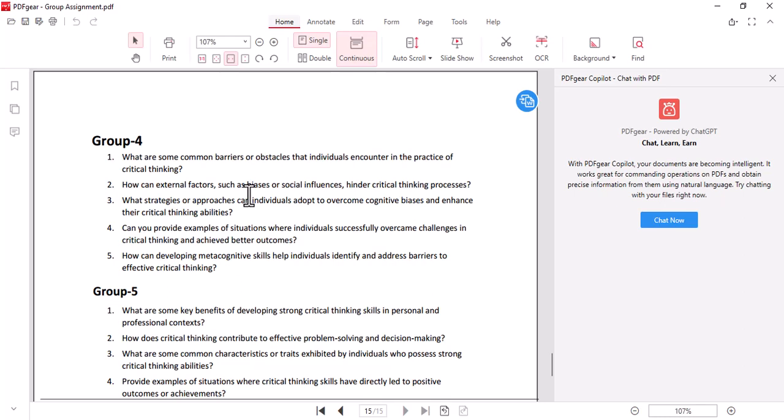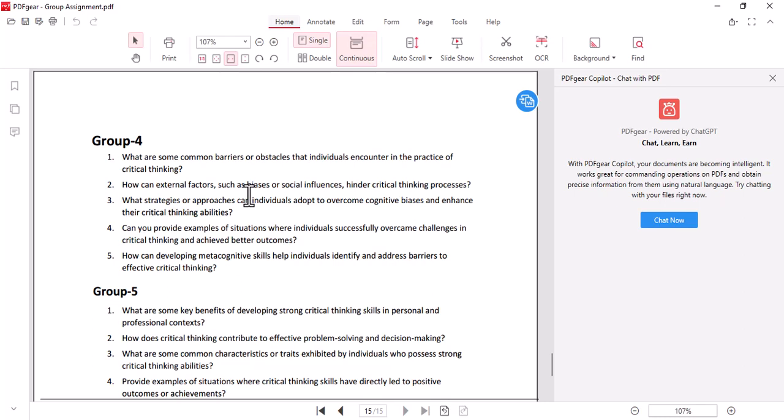Khalid Zain. Khalid, tell me what you understand from your paper, from the assignment. Thank you. Our presentation is all about benefits of critical thinking and barriers of critical thinking and how we overcome such kinds of barriers.